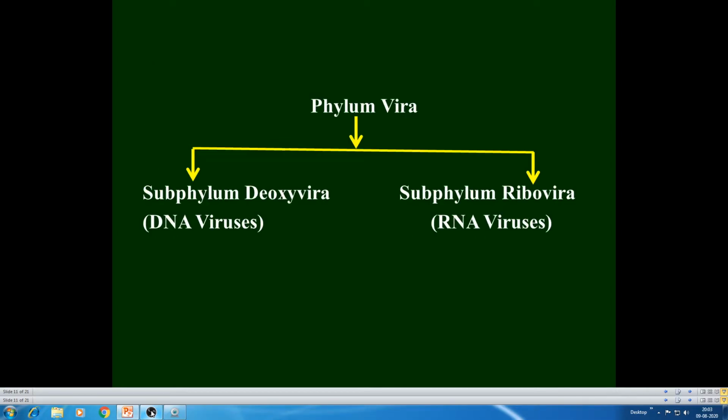So the phylum Vira is divided into two subphyla, Deoxyvira and Ribovira, right? Then what is Deoxyvira? The DNA viruses. These viruses have deoxyribonucleic acid as the genetic material, and Ribovira means the genetic material is RNA, ribonucleic acid. So based on deoxyribonucleic acid and ribonucleic acid, the two subphyla are classified.